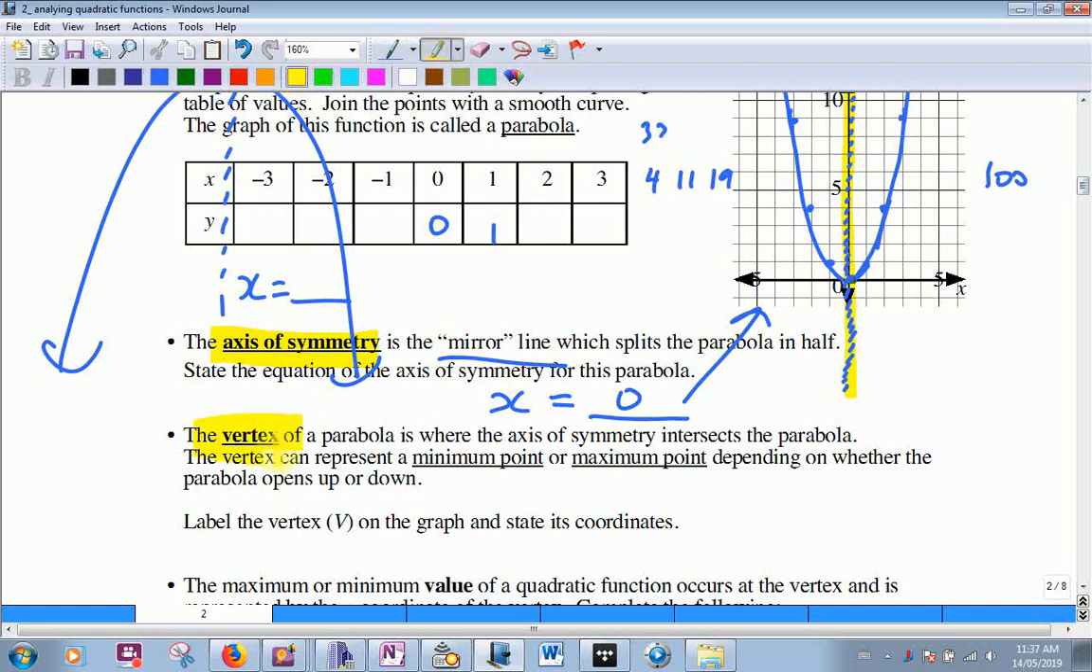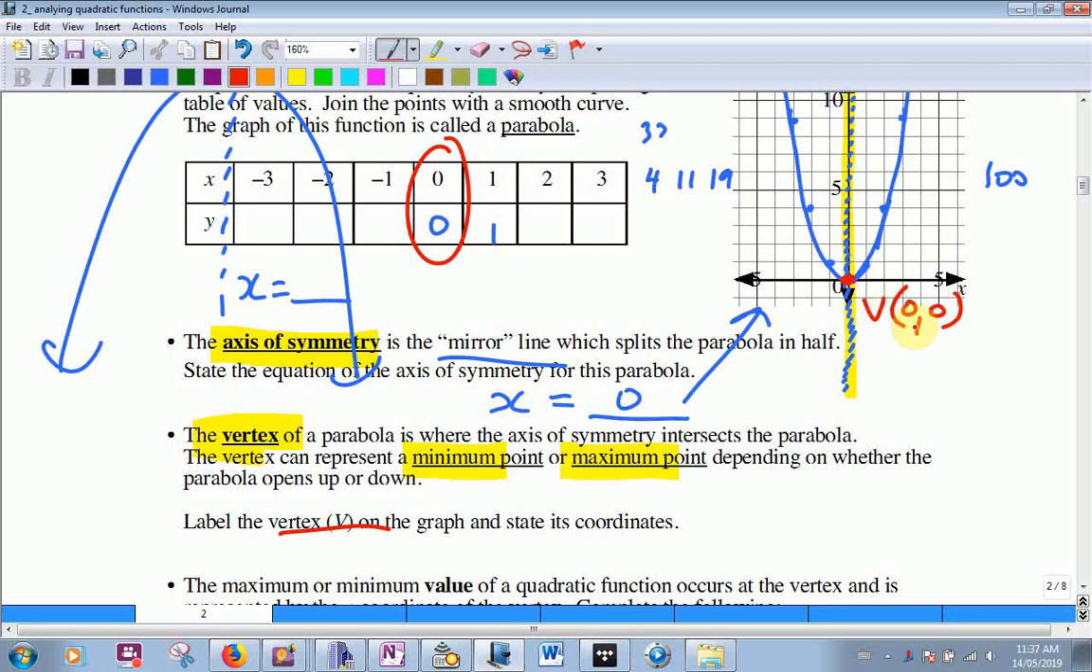More wordage. Vertex. What's the vertex? Well, let's read it. It's where the axis of symmetry intersects the parabola. The vertex is either a minimum or a maximum. Here, the lowest point on this graph is a minimum. So right there, that's where the vertex is. What are the coordinates of this vertex? Yeah, right there. Okay? So label the vertex on this graph, V, and state its coordinates, meaning x and y.